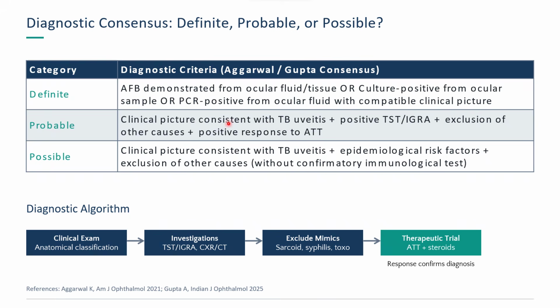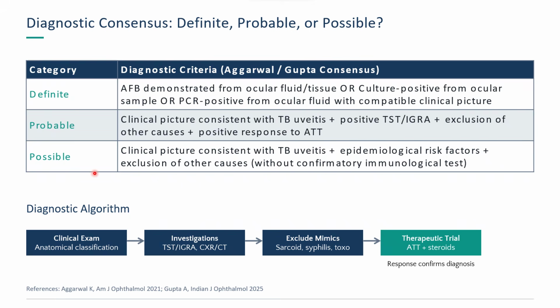So you have clinical features supported by serology, and you exclude the mimickers, even if the chest X-ray here is not showing any finding, but on applying the anti-tubercular treatments, you have a positive response. So this is called probable diagnosis.